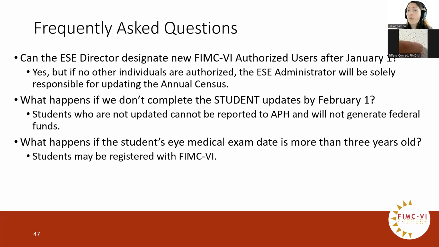What happens if the student's eye medical exam is more than 3 years old? I hope that at this point we all agree that it doesn't matter. Nothing happens because we don't care how old the information is. APH doesn't care about it, so we don't care about it. Those students can be registered with FIMC, even if you have data that's 5 years old. As far as APH is concerned, that's good enough for them. So that's all we're worrying about.